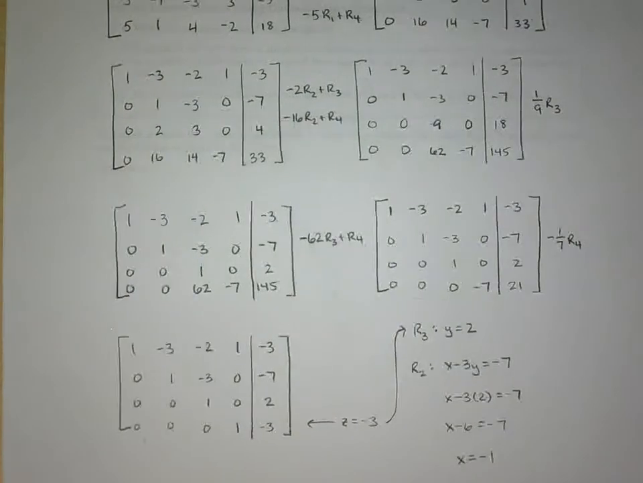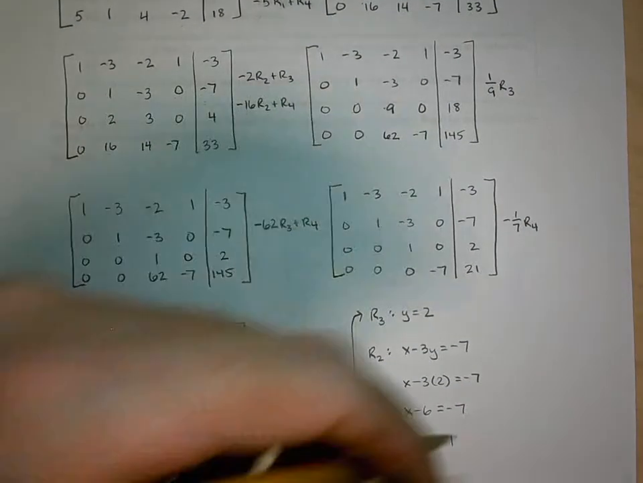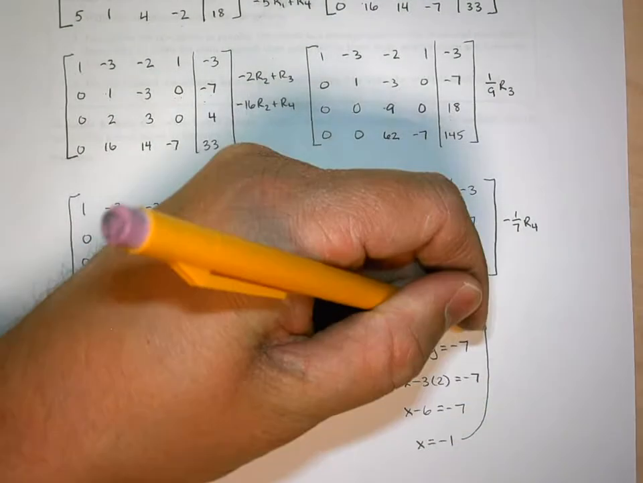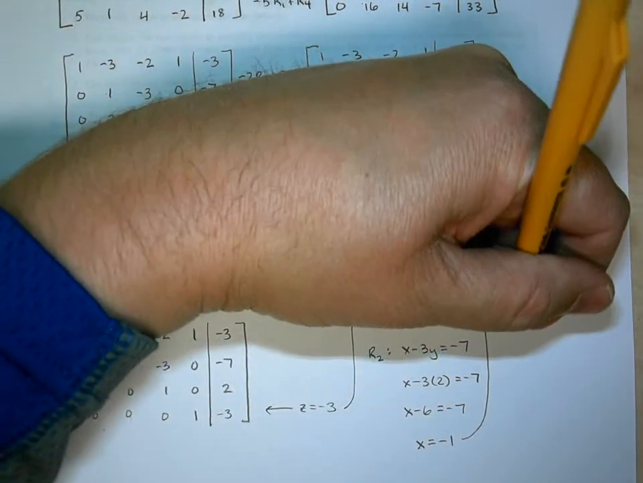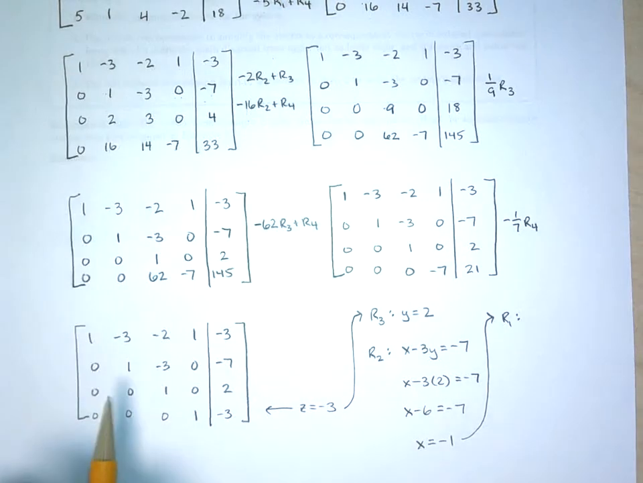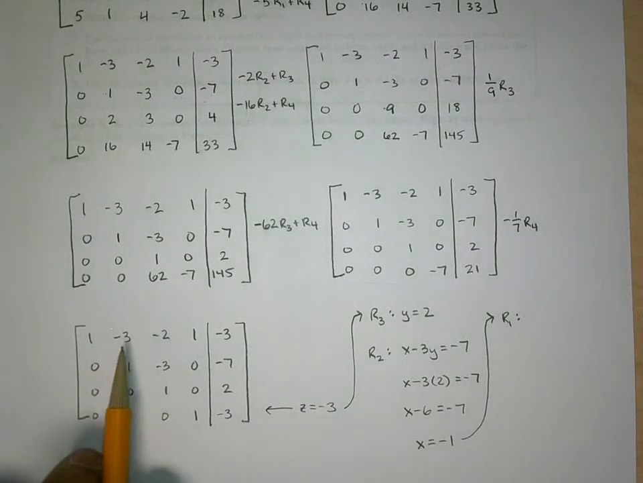To conclude then, we put everything into row 1. Row 1 says 1w minus 3x minus 2y plus 1z equals negative 3.